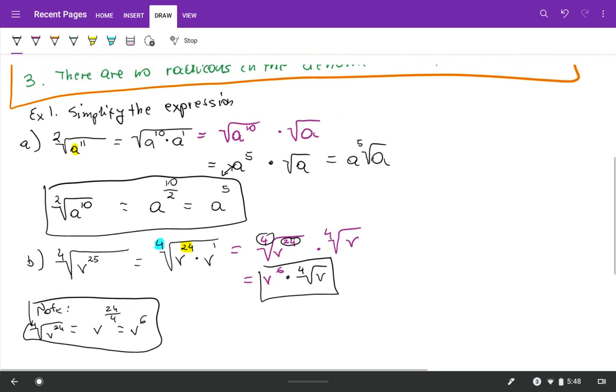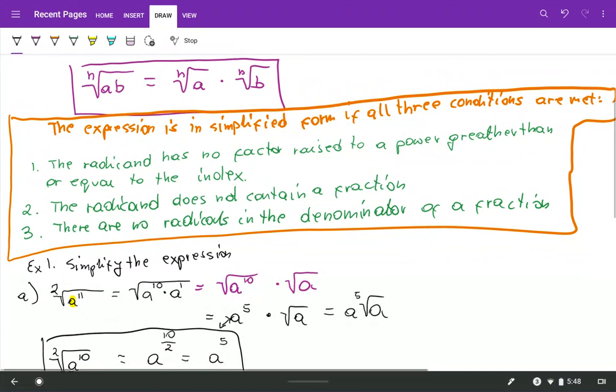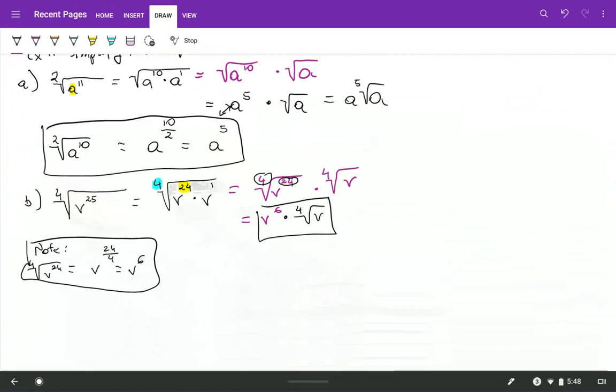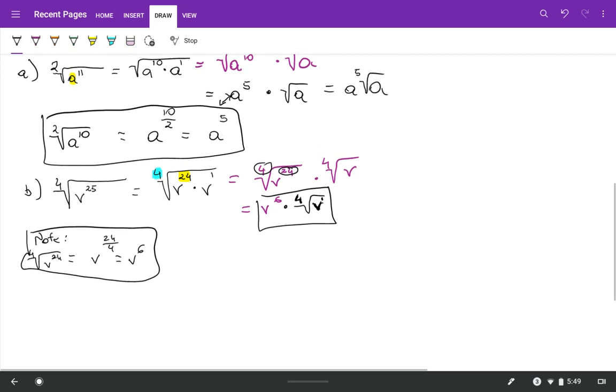And why can this one not be simplified? Because of those three rules, that's the expression which we cannot simplify. The radical has no factor raised to the power greater than or equal to the index. So the index of this radical is 4, and like you see, the v is being raised to the power of 1. So we can only simplify the radical if the power next to v is 4 or more than 4, so greater than or equal to the index of the radical. Okay, so just remember that. So this is the simplified form.